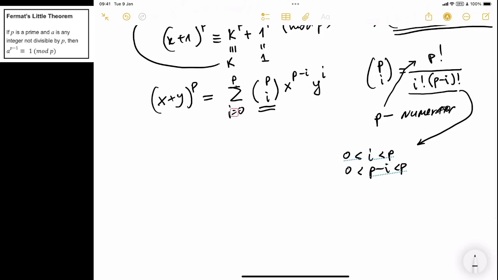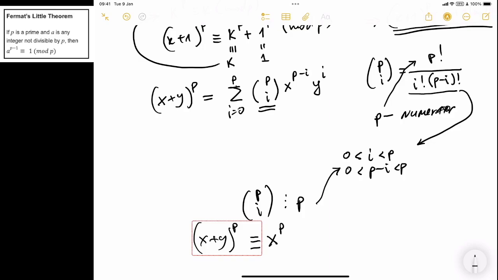Which means the coefficient will always be divisible by p, which means that x plus y to the power of p is always divisible by p in those cases. So x plus y to the power of p would be x to the power of p, plus the binomial coefficients, plus y to the power of p, but all of those coefficients are divisible by p. So they will be equal to 0 modulo p. That will conclude the proof.